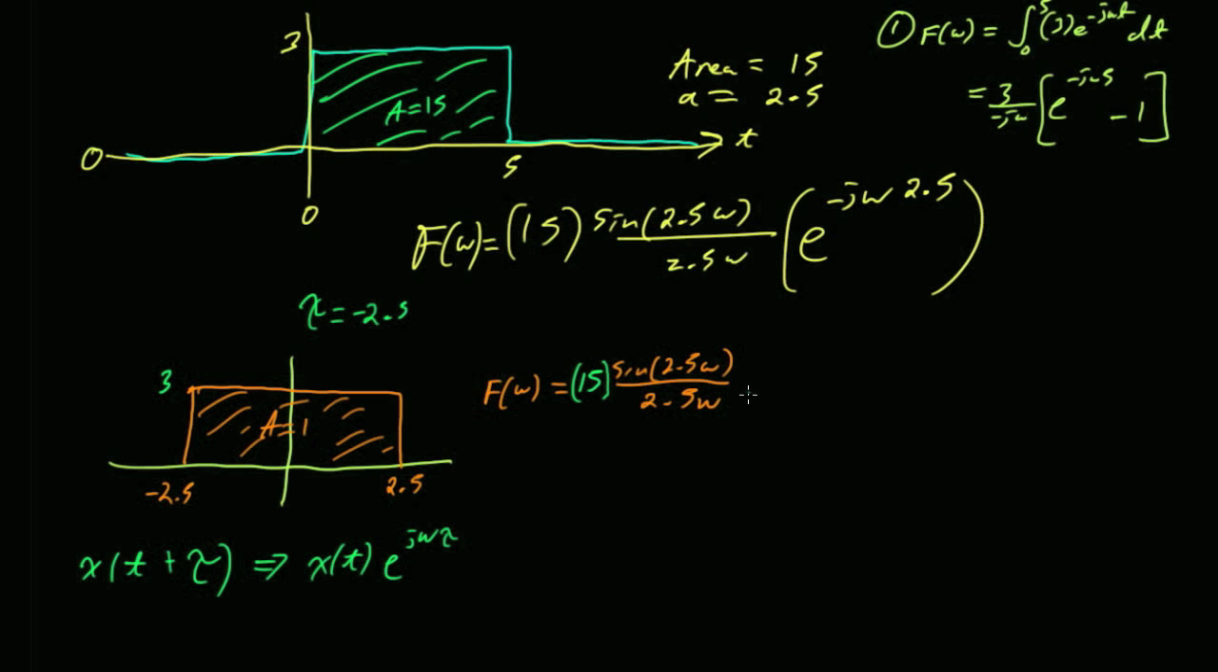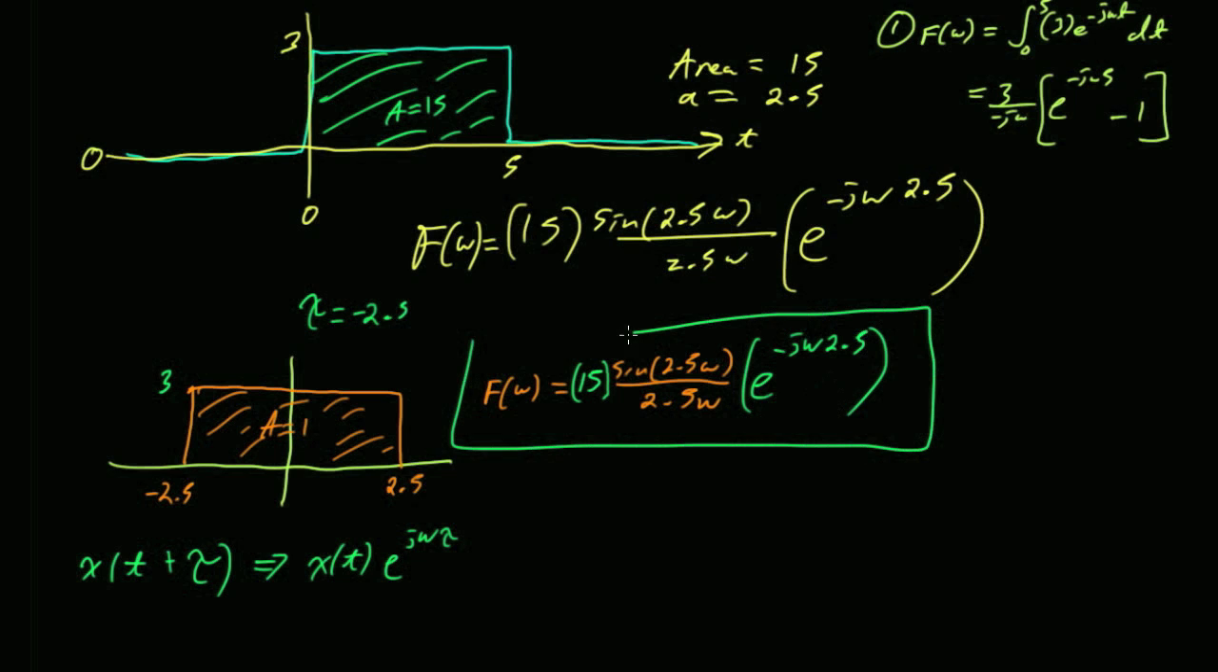Right. Tau minus 2.5 shifts it to the right by 2.5 units. So e to the minus j omega 2.5. And we're done. No calculus. And if you gave me a few minutes, I could prove to you that this answer and this answer are exactly the same. Not kind of the same, not in the same ballpark. They are exactly the same, believe it or not. Okay?